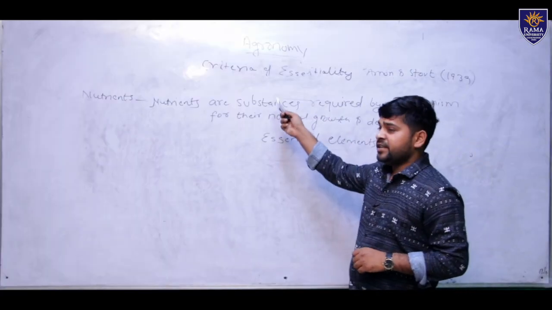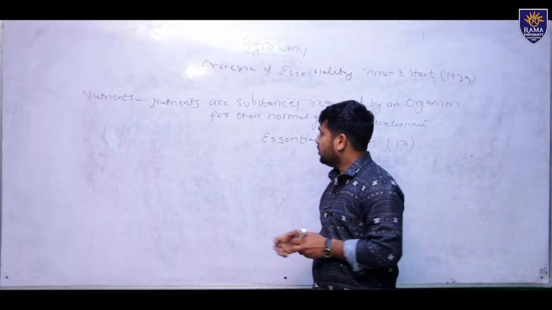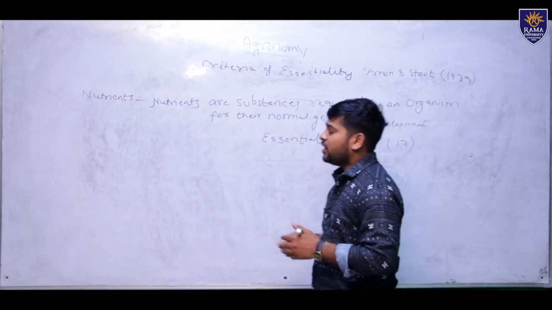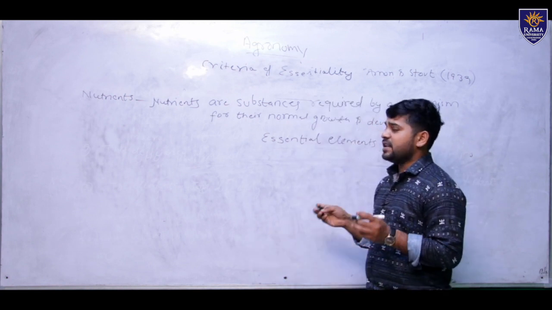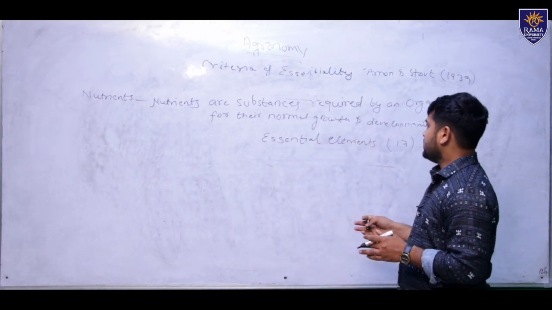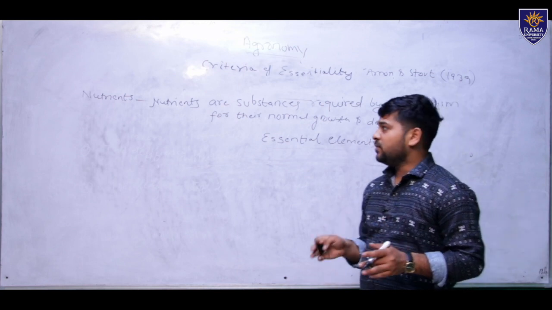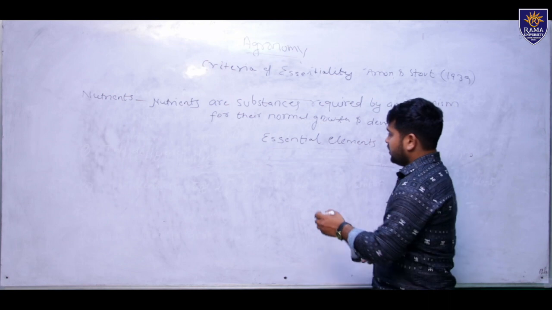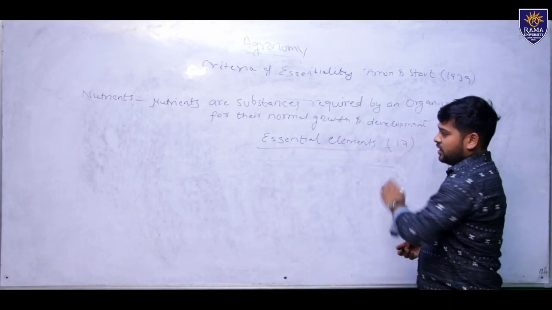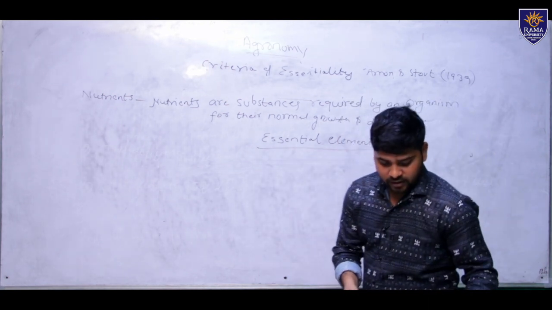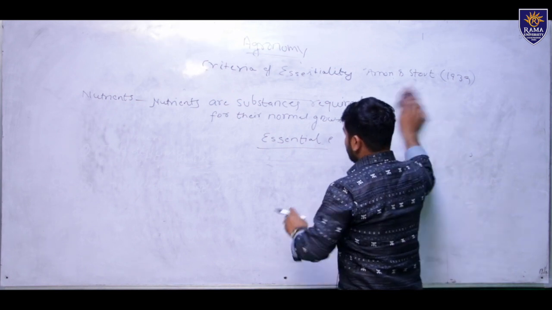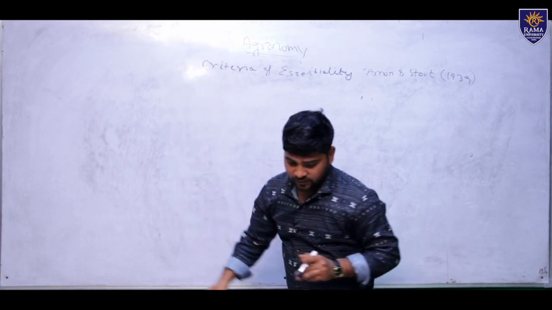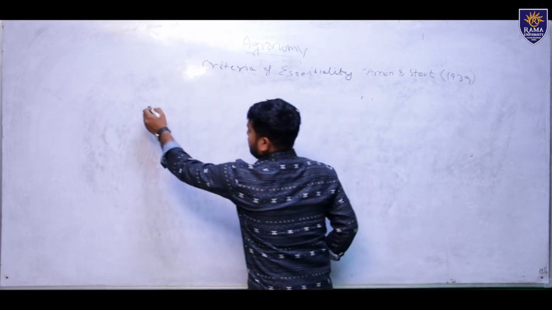After the criteria of essentiality, we will discuss nutrients and essential elements. What are nutrients? Nutrients are substances required by an organism for its growth and development. There are 17 essential nutrients, that is, 17 essential elements. We can classify them as major, or macro, and micro.